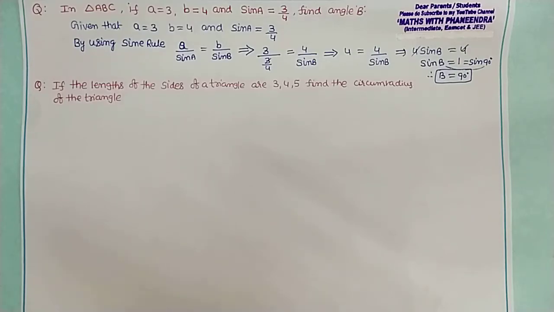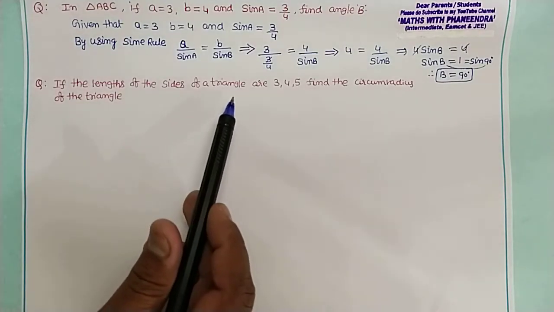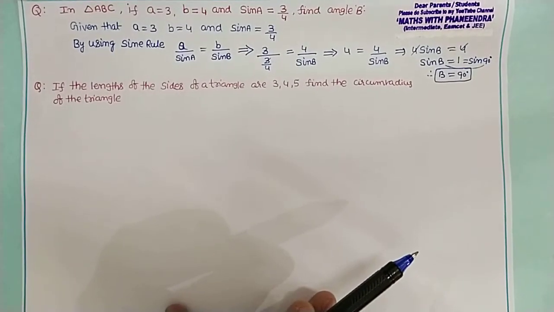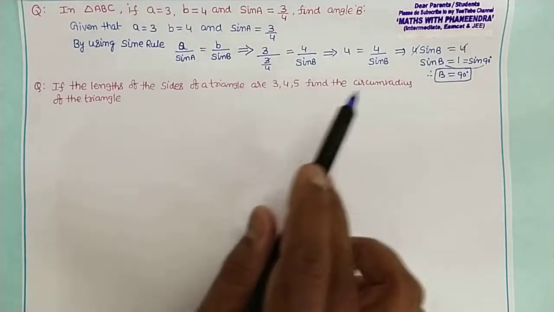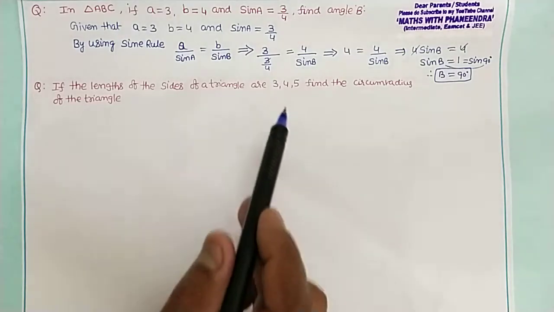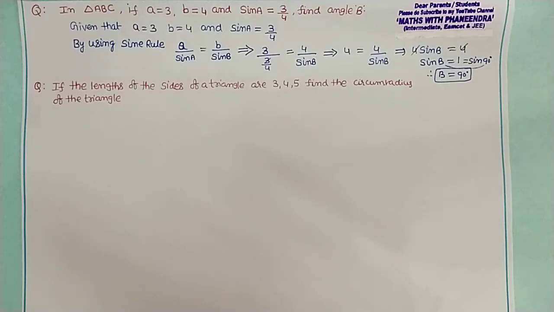The next question: if the lengths of the sides of a triangle are 3, 4, 5, find the circumradius of the triangle. Observe the given lengths of the sides of the triangle, 3, 4, 5. By observing, these three form Pythagorean triples. That means the sum of the squares of any two forms the square of the other one. Then they are called Pythagorean triples.